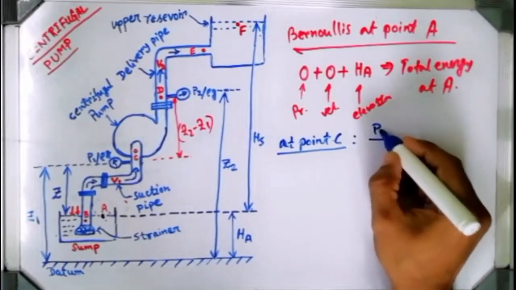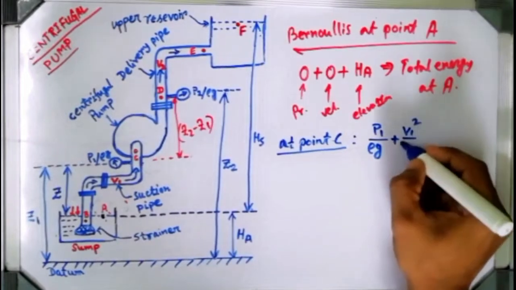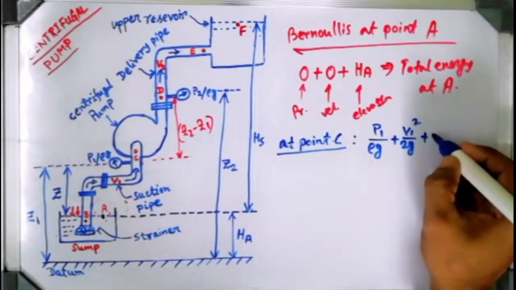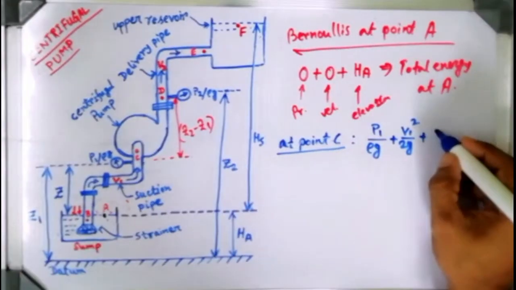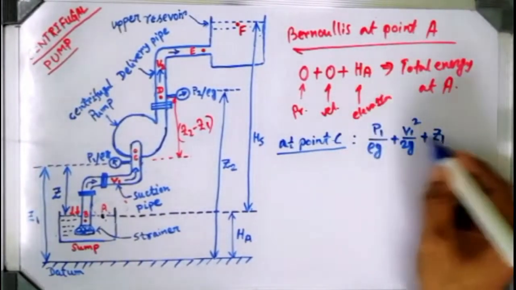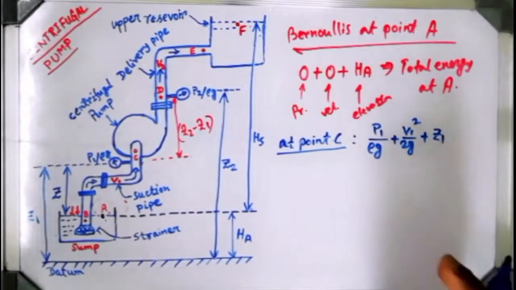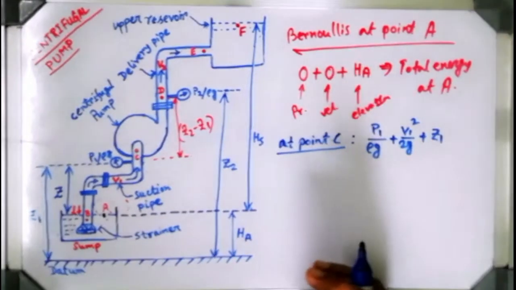Then I have already written that expression earlier, P1 by rho g, V1 square by twice g, plus the elevation, which I have mentioned by Z1. That is also a total energy. This is also total energy, already I have written. You all know that total energy will remain conserved.